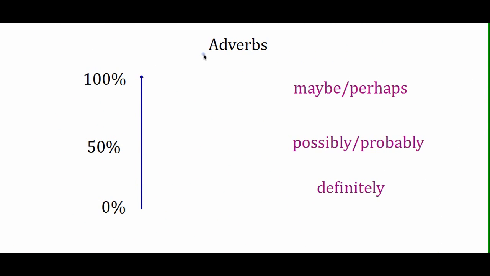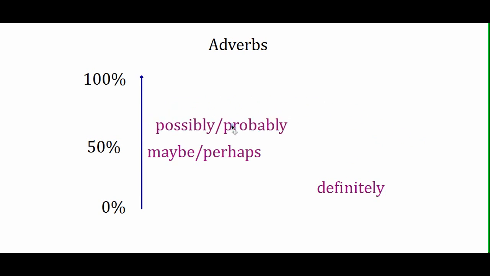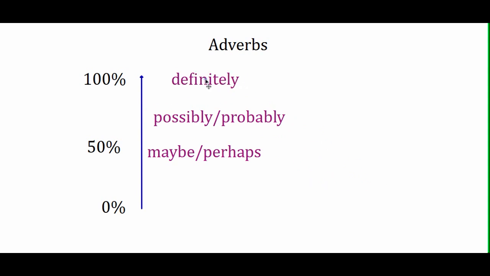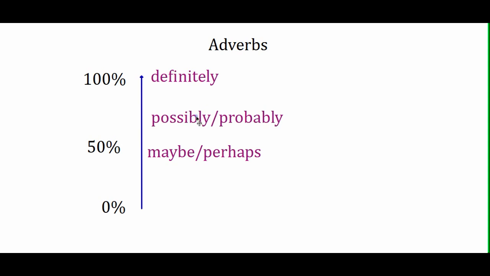Okay, but now let's look at the adverbs that we're going to use. We have maybe, perhaps, possibly or probably, and definitely. So let's look at these in terms of strength. Maybe or perhaps means there's approximately a 50-50 chance. Possibly or probably is a little bit stronger, around the 75% mark. And definitely means it's definitely going to happen.